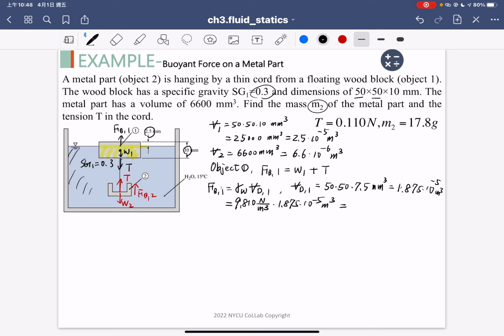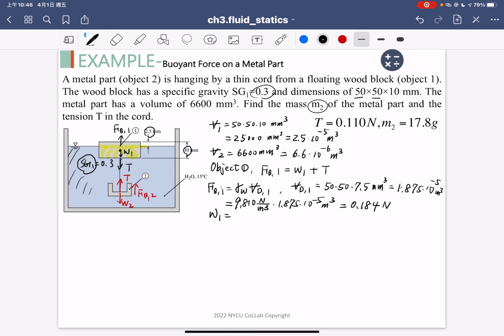So we can compute the force. Okay, so the force is around 0.184 Newton. So it is the buoyant force. And what is the omega 1, the weight of the aperture 1? Okay, so because we know the SG here, SG1 is 0.3.